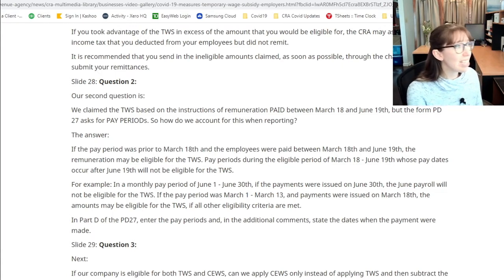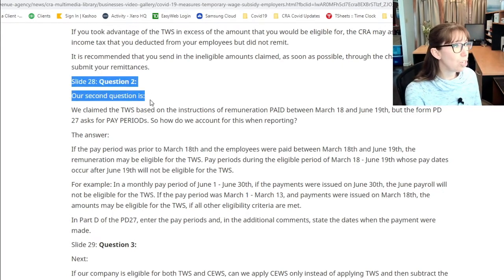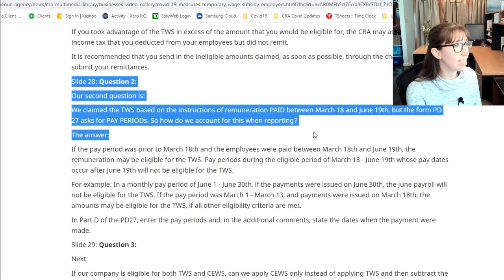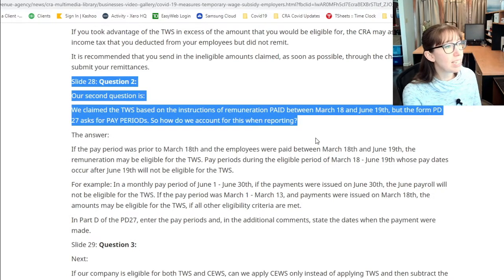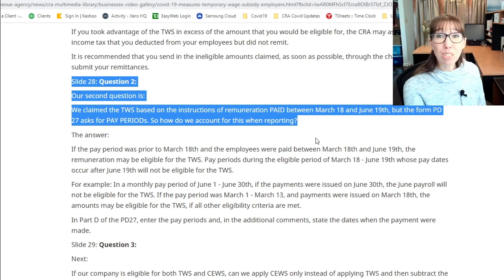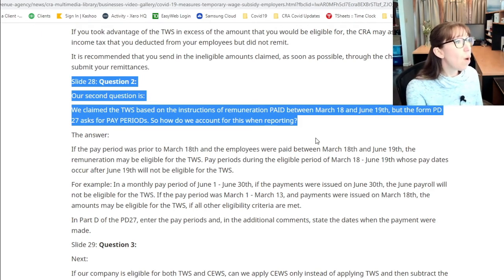And look at this, on slide 28, there is question 2. Our second question is, we claimed the TWS based on the instructions of remuneration, so I can't say that, I always say remuneration, remuneration, paid between March 18th and June 19th. But the form PD27 asks for pay periods. So how do we account for this when reporting?